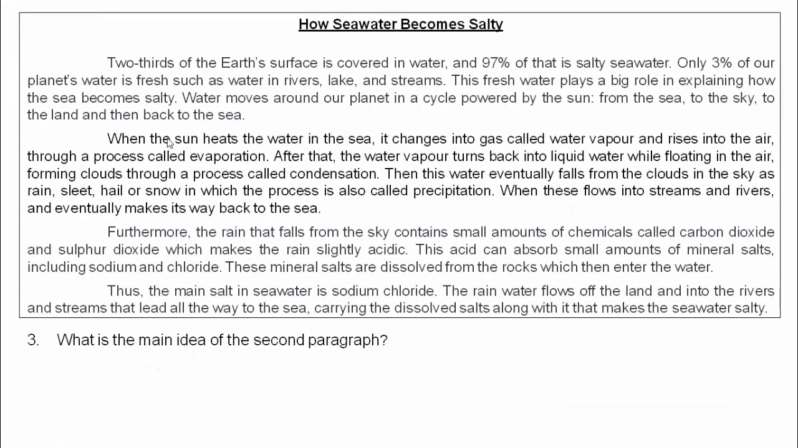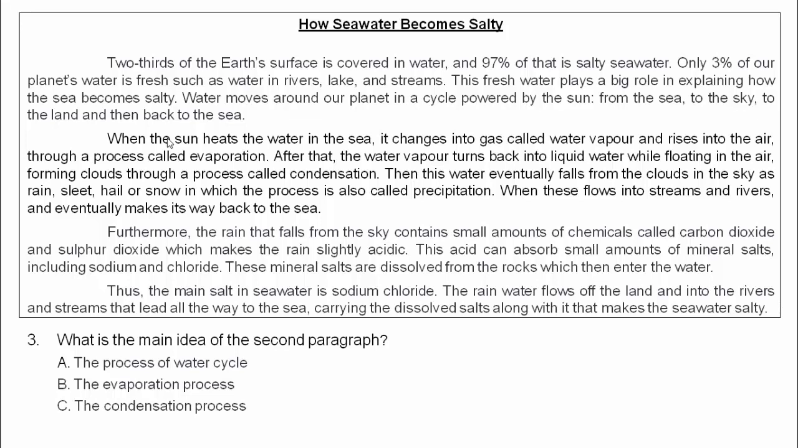Okay, the question number 3. What is the main idea of the second paragraph? A. The process of water cycle. B. The evaporation process. C. The condensation process. D. The precipitation process. 10 seconds from now to answer the question.